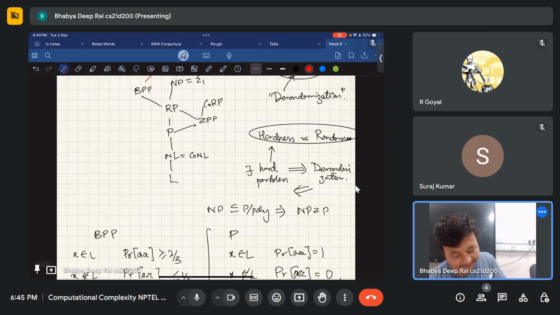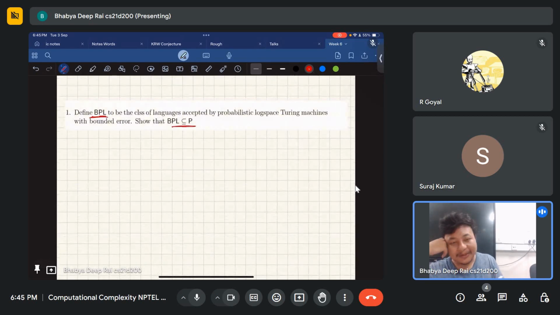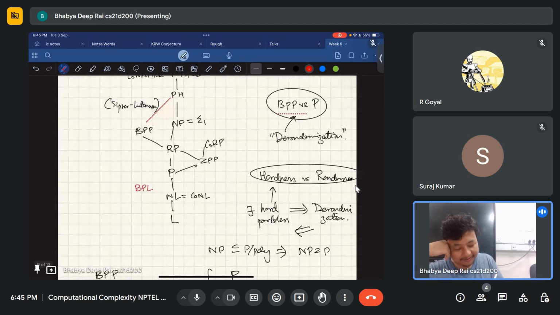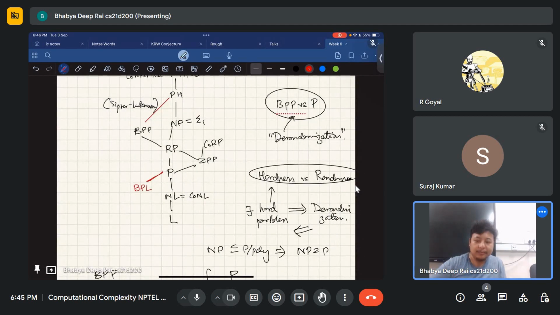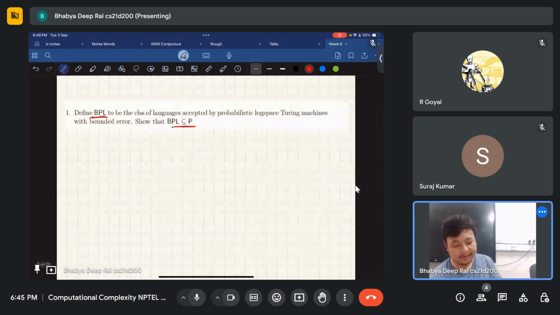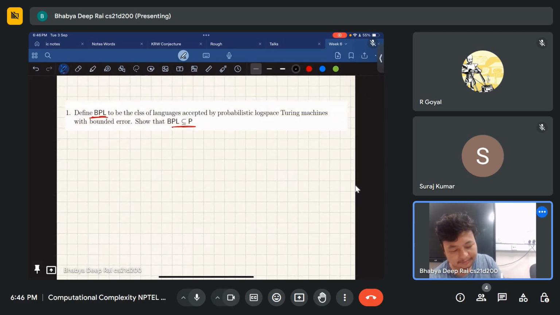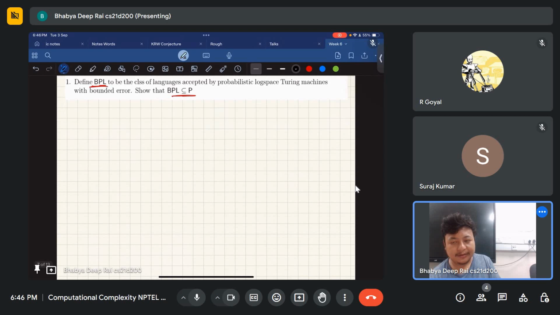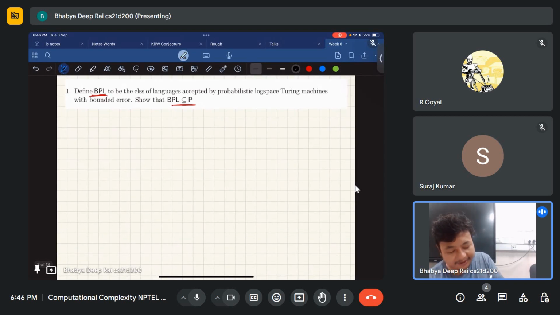Okay. So BPL. So where is BPL exactly? And the claim is that BPL is contained in P. Right, so this is what we want to show. Define BPL to be the class of languages accepted by probabilistic log space Turing machines with bounded error. Show that BPL is contained in P.